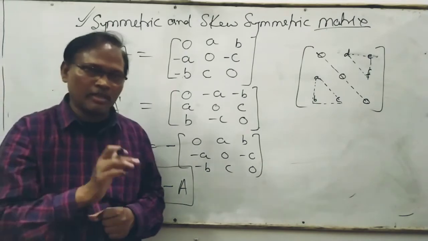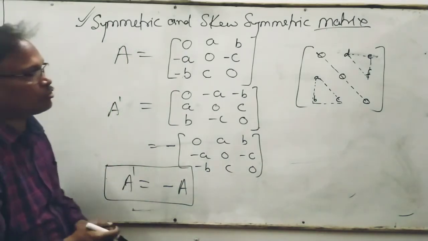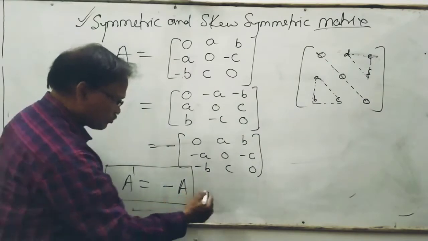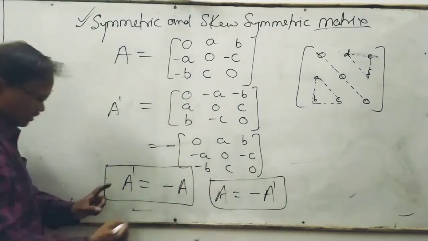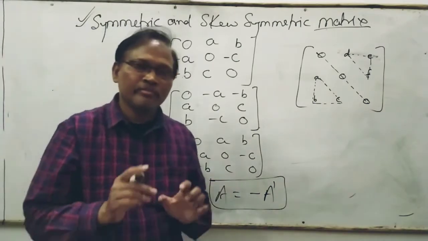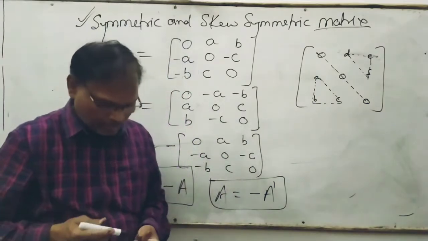तो ये property skew symmetric की है, और जो A is equal to A dash, अब इसको हम इस तरह भी ले सकते हैं, A is equal to minus A dash. This is also the same thing. These two are the same thing. तो ये लिख सकते हैं and you will get the answer.